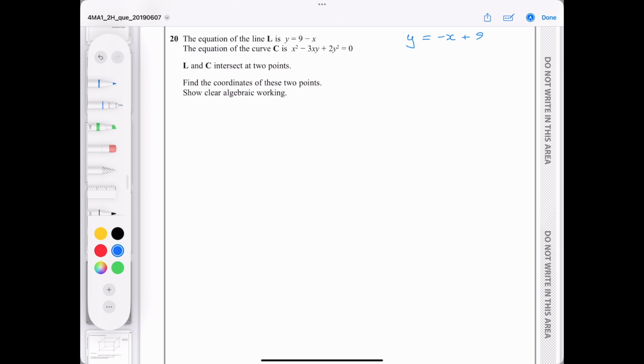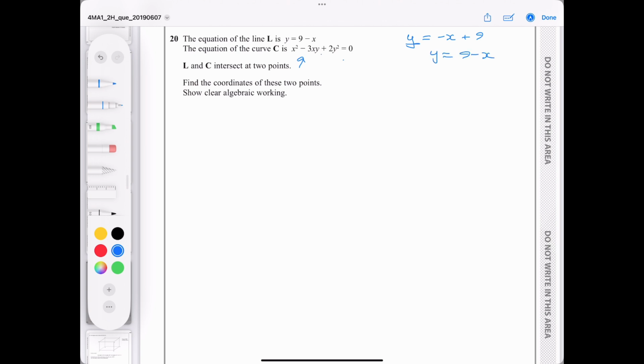Anyway, L and C intersect at 2 points. Find the coordinates of these 2 points and show clear algebraic working. Okay, my first inclination was slightly wrong. So all we need to do is make this only have one unknown in it. So we're going to convert it so y equals, we'll just use y equals 9 minus x.